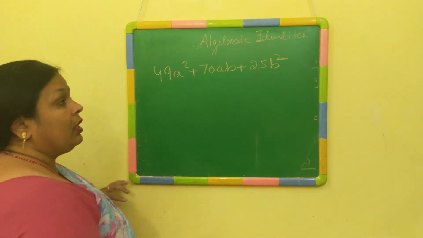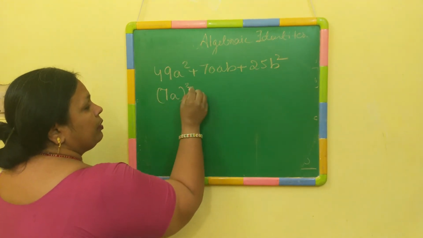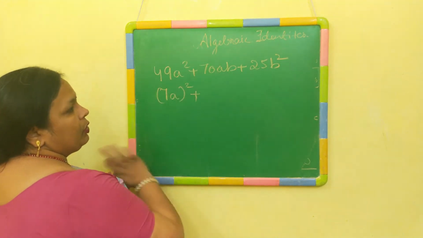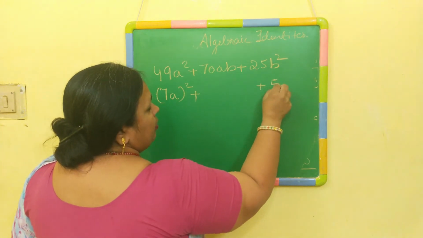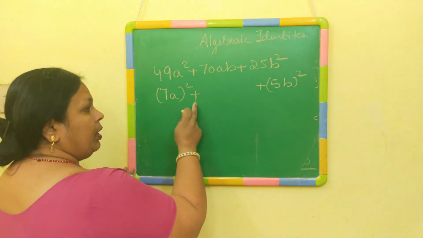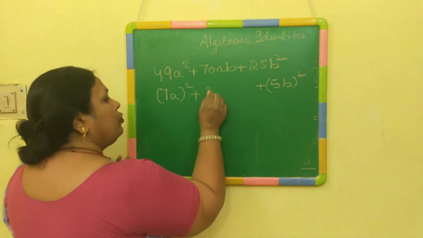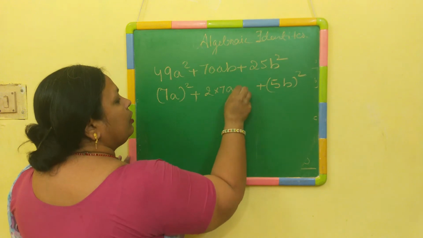What exactly is this? If you see, this is a perfect square: 7a square plus, forget about this, this is 5b square. Now a square plus b square. Did you recall something? Yes. 2 into 7a into 5b.